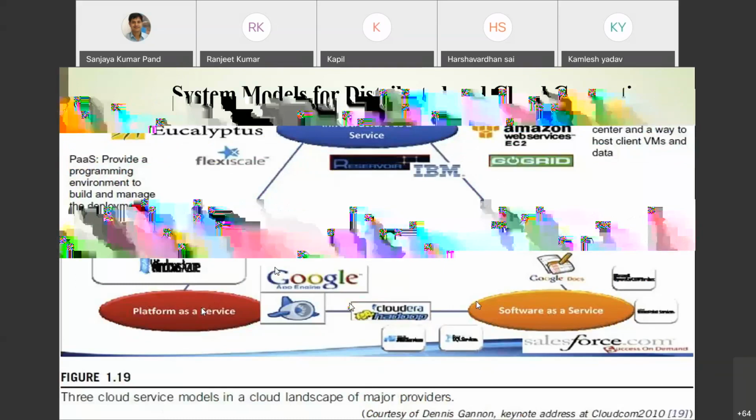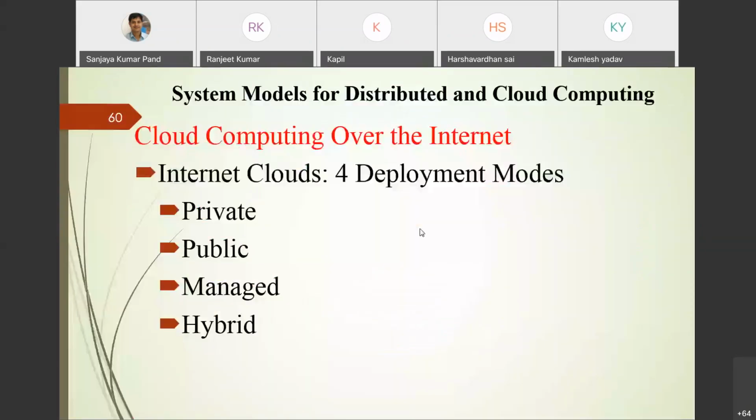For example, Amazon is best for infrastructure as a service. It can integrate with the popular platform as a service and software as a service, so that the unique things can be provided to the user. Similarly, with respect to the location, the cloud is divided into 4 types of deployment model. One is your private cloud. Private cloud is again 2 types: on-premises cloud and off-premises cloud. On-premises means everything you are managing within your organization boundary. Off-premises means you are doing it outside the boundary.